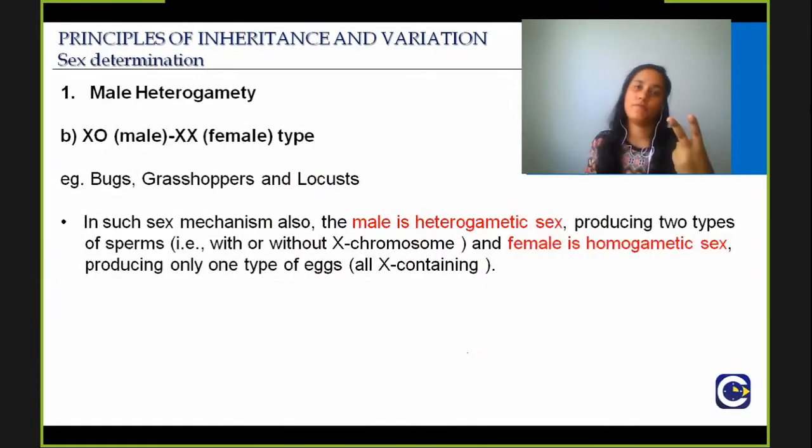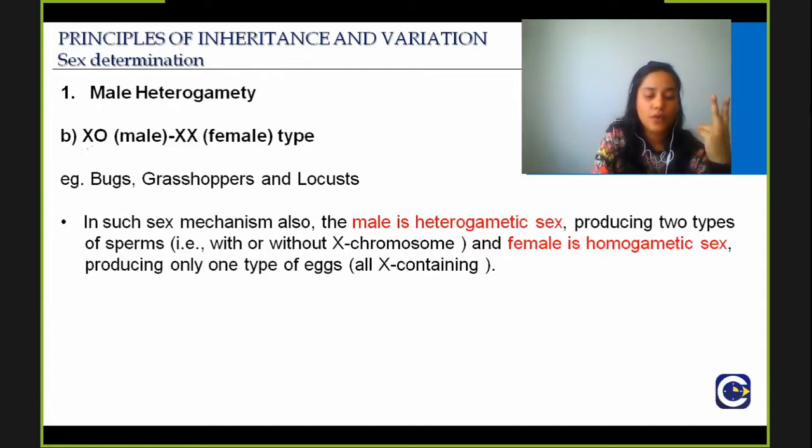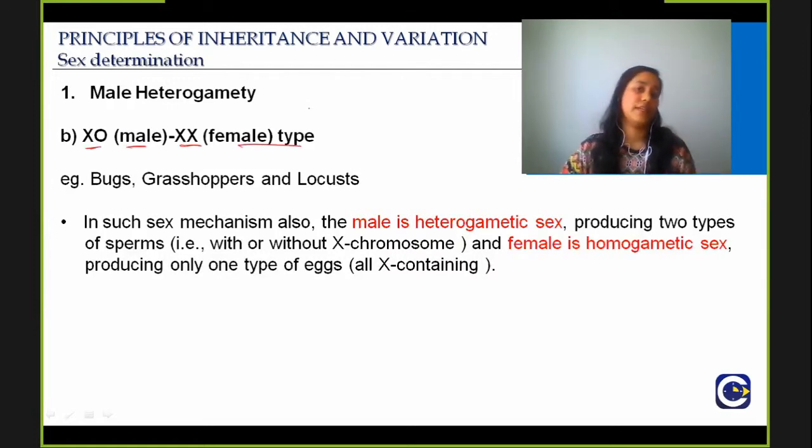The second type of male heterogamety is XO and XX. XO is male and XX is the female type, and again you have to remember the examples because they will ask you. For example, bugs, grasshoppers and locusts. Locusts are similar looking to grasshoppers. I just looked before the lecture how they look. You can Google it later and see the image of a locust. So bugs, grasshoppers and locusts, it is also male heterogamety, but now it is XO and XX.